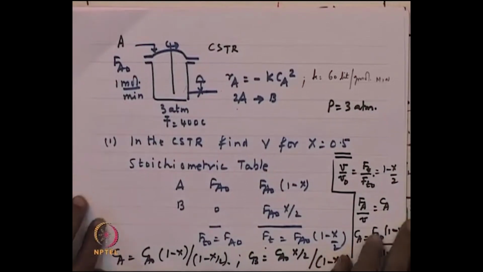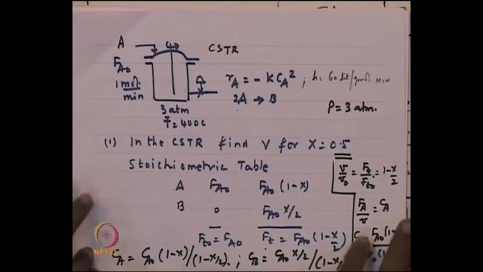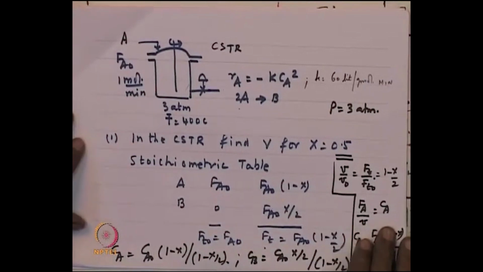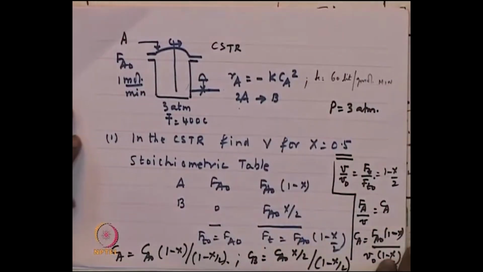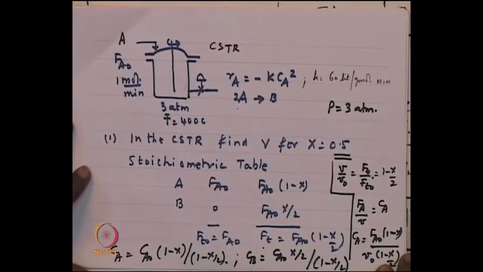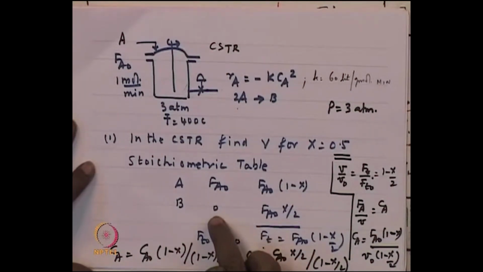The problem is in two parts. First part, we have to find out what is the volume of this equipment for a conversion of 0.5. We will do that first, and then look at the second part a little later. Now, to handle a problem like this, where there is a change in volume because of chemical reaction, we have to write the stoichiometric table and take into account how the volume change can be appropriately accounted for. So, you have component A and component B. Component A comes in at F A 0. There is no component B at the inlet.